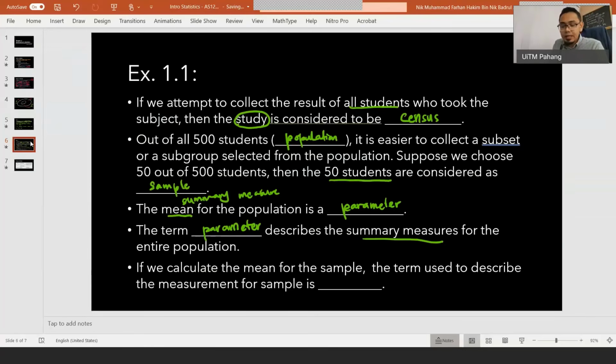So if you calculate the mean for the sample, the term used to describe the measurement for sample would be the statistic. Okay. You have to memorize this. All right, so let's look at the next one.